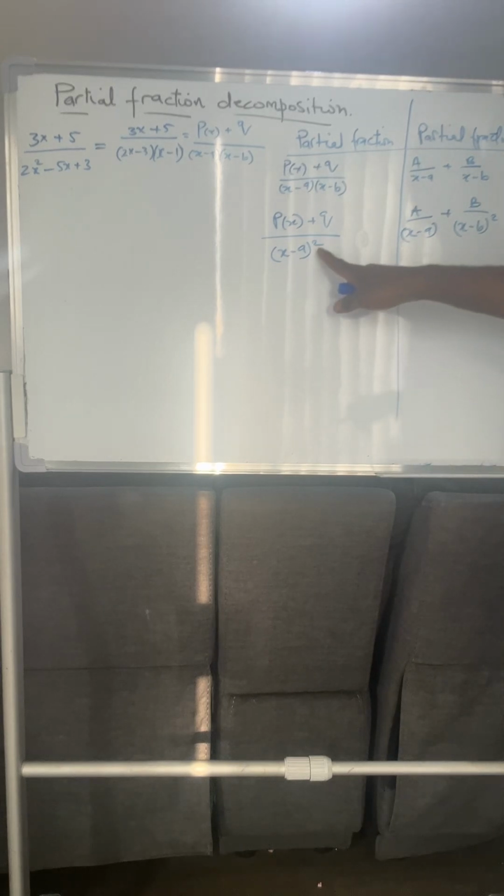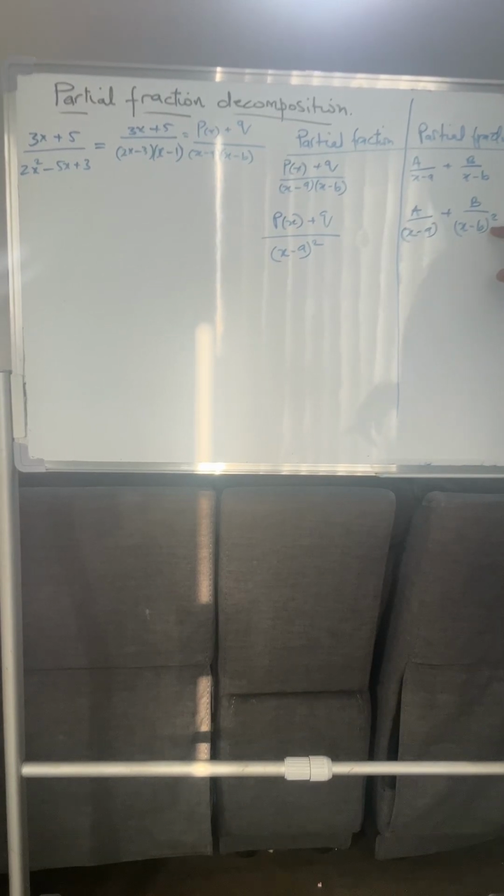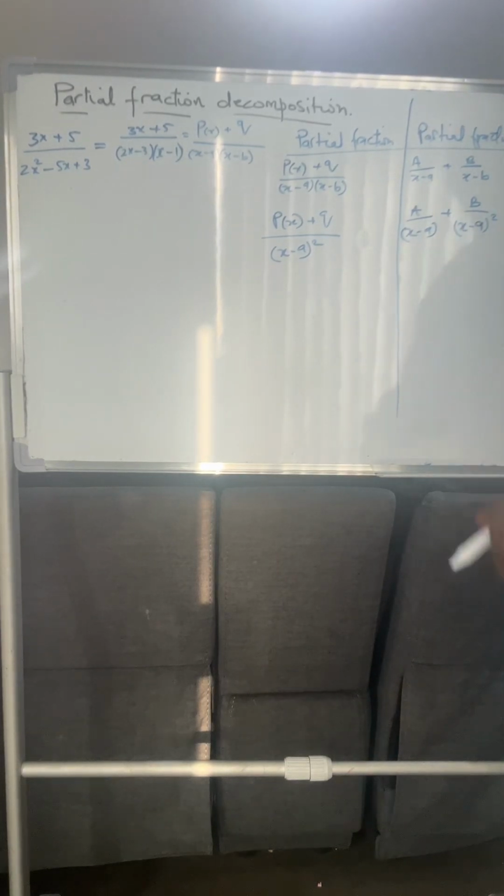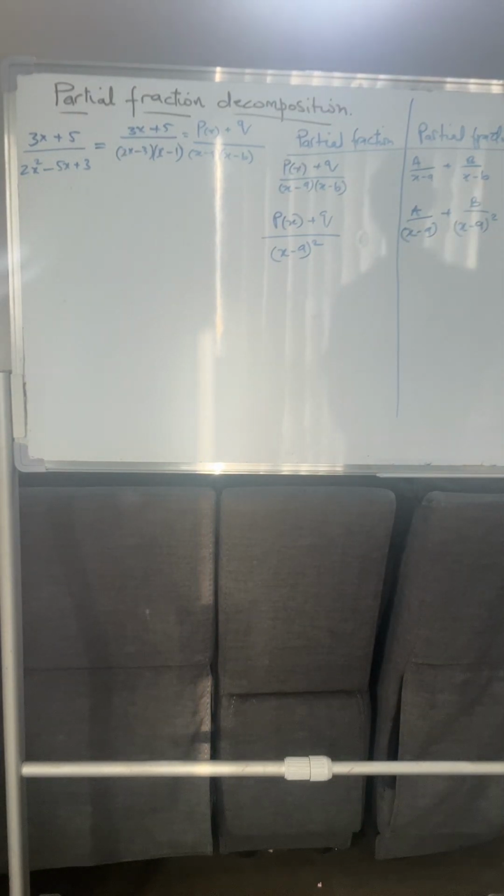You have x squared here. So first you will have x minus a, then it will repeat x minus a squared. Sorry, it's a here, not b. x minus a, then x minus a squared. That's our second case.